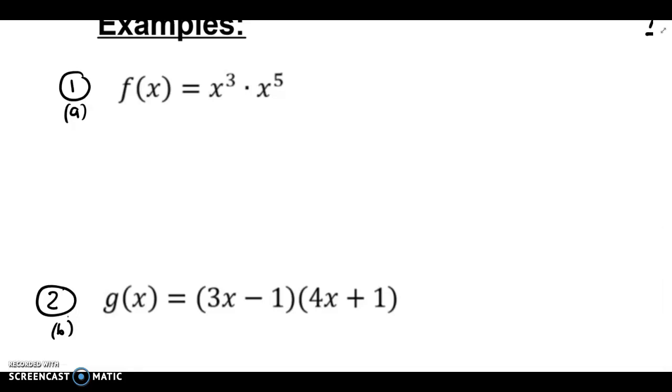And the reason why is it's easier to use the power rule. So I'm going to do this with the product rule just to show you that it does work. So we have two terms. We have x cubed, which is my left term. We have x to the fifth, which is my right term.